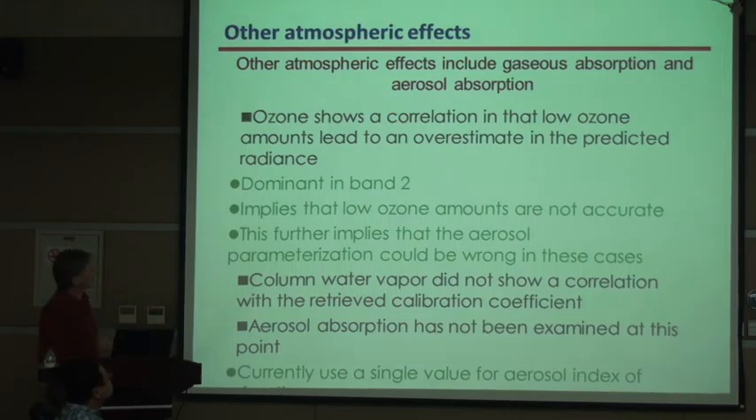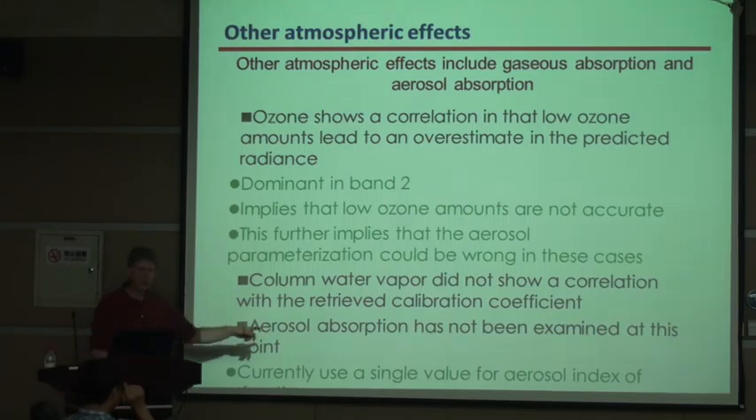Other atmospheric effects, the ozone correlated, low ozone amounts give overestimates, predicted gradients. That's band 2, so that kind of plays into a role. Column water vapor did not show any type of correlation with the calibration coefficient. Aerosol absorption, we haven't really looked at that. But that sort of comes into the Ångström parameter case.